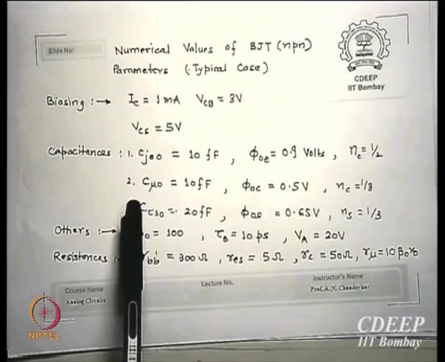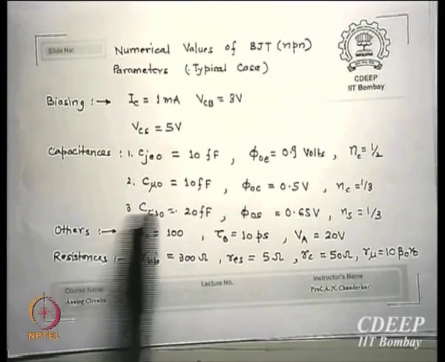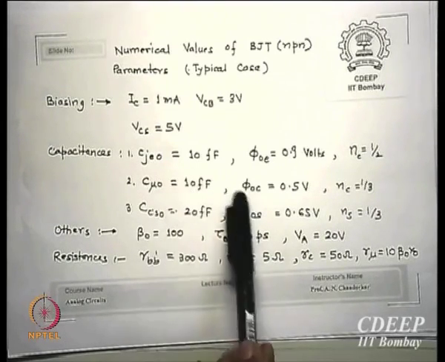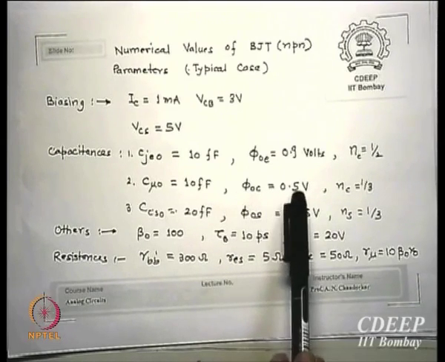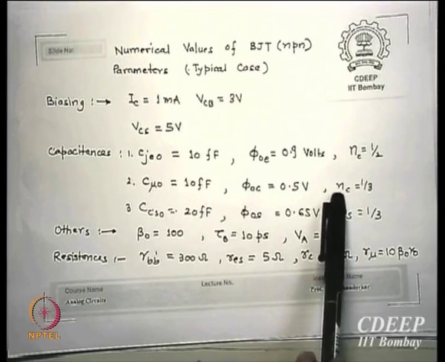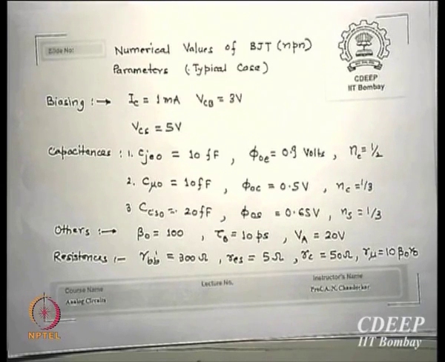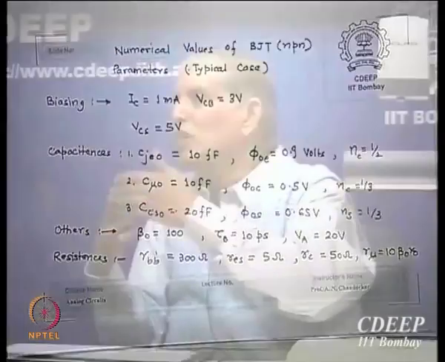Similarly, I calculate the junction capacitance of the base-collector, which is around 10 femtofarads. For the base-collector junction, the built-in voltage is 0.5 volt, and eta C for the collector is 1/3. Now you can see why I use half here. Generally, the base-emitter junction can be made as a step junction, whereas the base-collector junction, because of the process we use, can generally be exponential or linearly graded. If it is linear everywhere, we will put one third everywhere. If it is otherwise, someone must specify what eta I should use for the given junction.